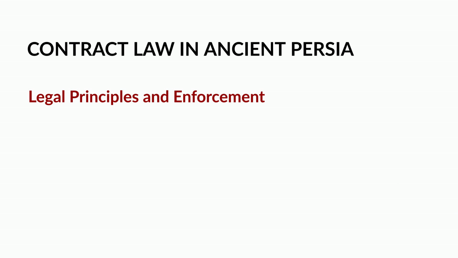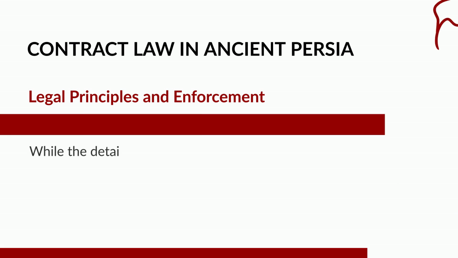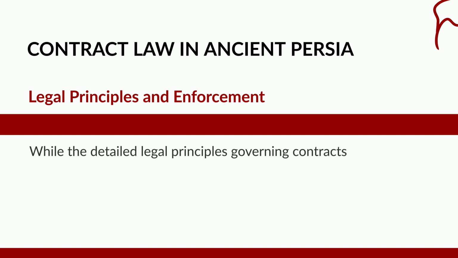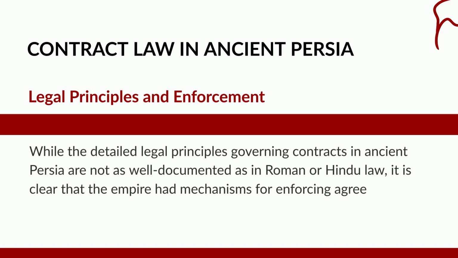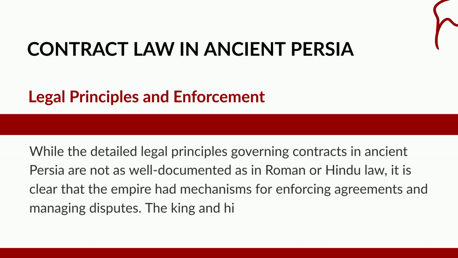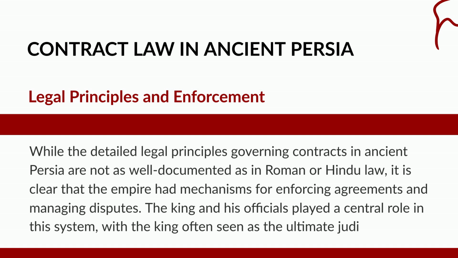Legal principles and enforcement. While the detailed legal principles governing contracts in ancient Persia are not as well documented as in Roman or Hindu law, it is clear that the empire had mechanisms for enforcing agreements and managing disputes. The king and his officials played a central role in this system, with the king often seen as the ultimate judicial authority.